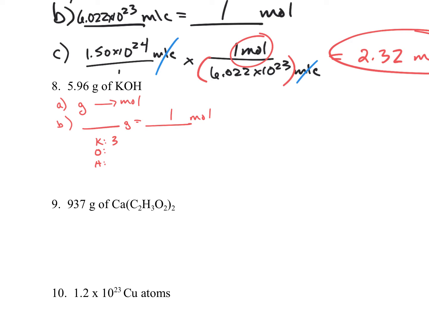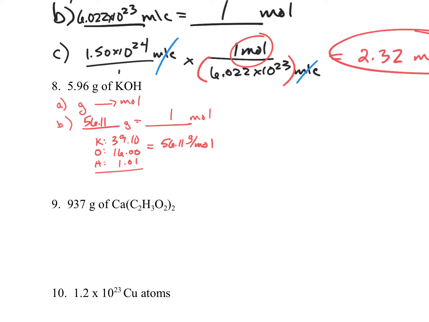Let's look at the periodic table. Potassium is 39.10. Oxygen is 16. And hydrogen is 1.01. So when you add all these together, the molar mass of potassium hydroxide altogether is 56.11 grams per mole. So the number that makes this conversion factor equal is 1 mole of potassium hydroxide is 56.11 grams of potassium hydroxide.